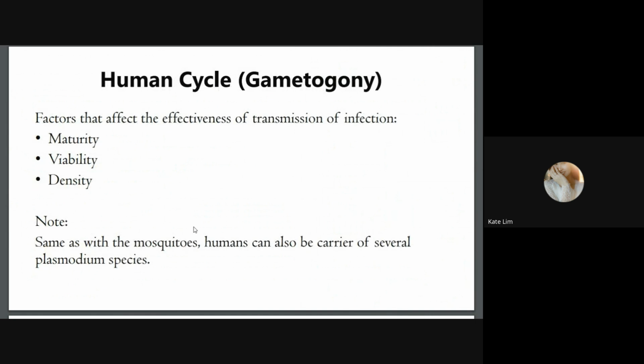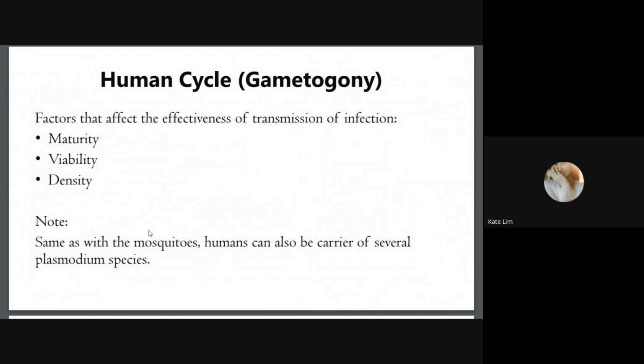Okay, so let's break down the key factors that determine how malaria spreads from person to person. We're talking about maturity, viability, and density of the parasite. These are actually the game changers when it comes to transmission.